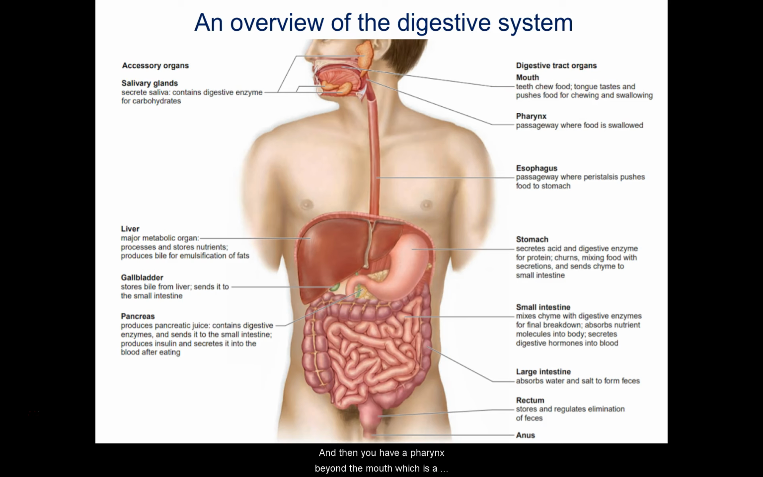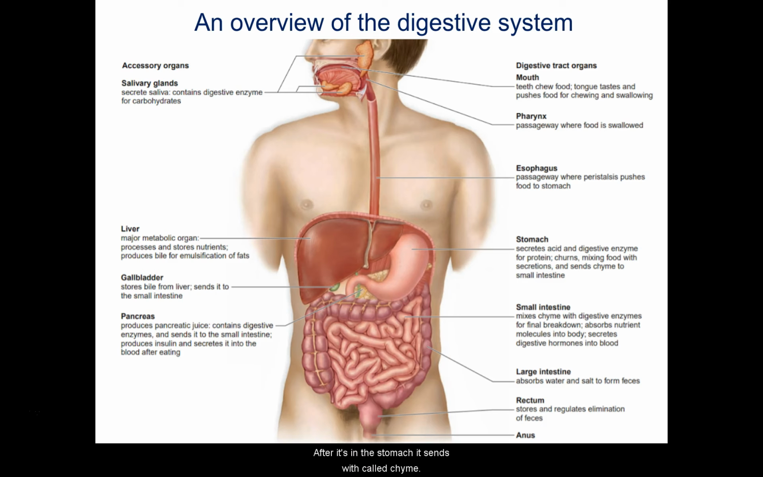And then you have a pharynx beyond the mouth, which is a passageway for food. And you have your esophagus, which is where peristalsis, which is a good word to know, pushes food to the stomach. I'll probably talk about that in lab some, but peristalsis is just a wave-like movement of muscles contracting in order to move something through it. Beyond the esophagus, you have the stomach, which, as you know, has stomach acid and digestive enzymes so that you can churn up your food.